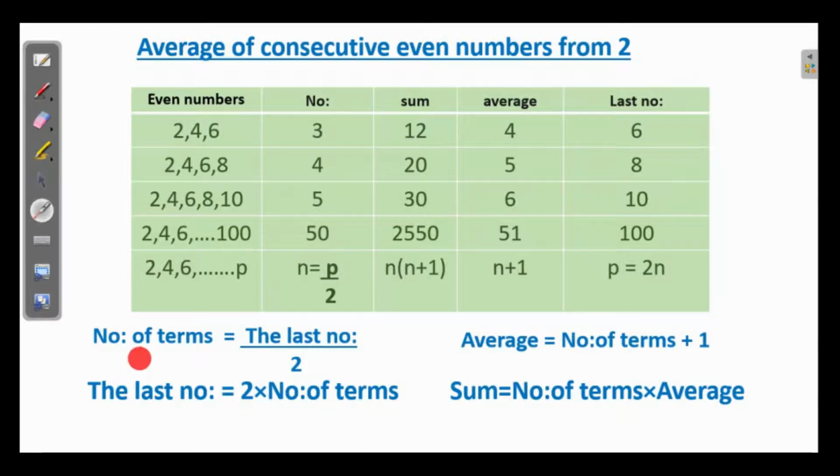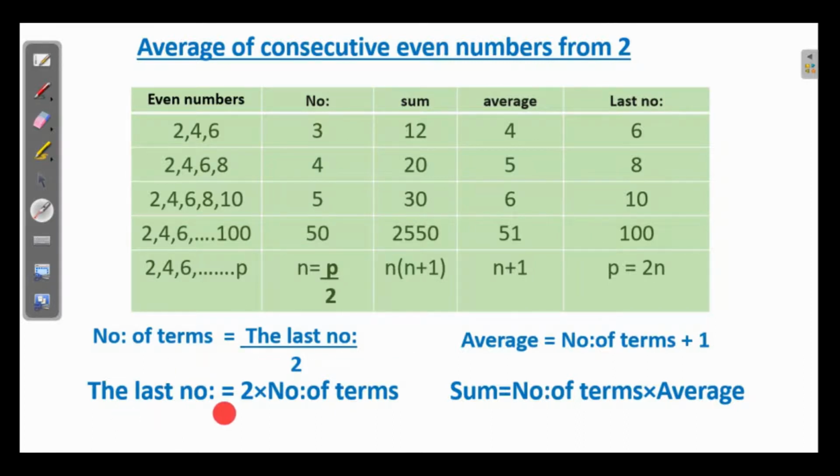And number of terms. How will you find the number of terms? N is equal to the last number divided by 2. How? Here the last number is 100. 100 divided by 2 is 50, number of terms. 10 by 2 is 5, number of terms. 8 by 2, 4. 6 by 2, 3. So, this also you can see.